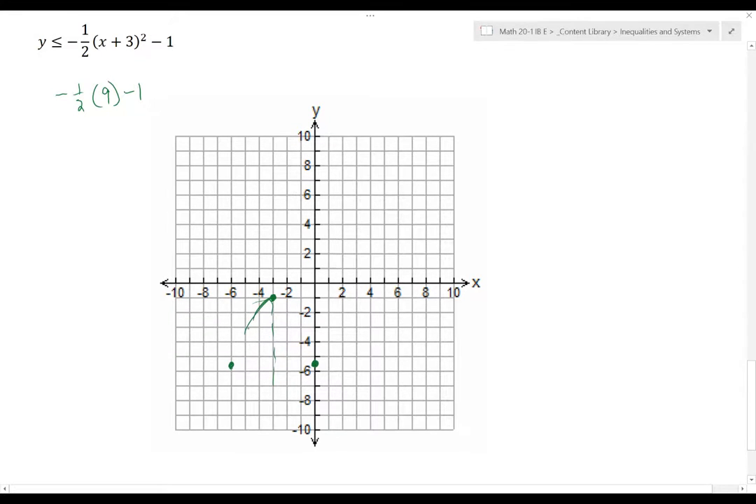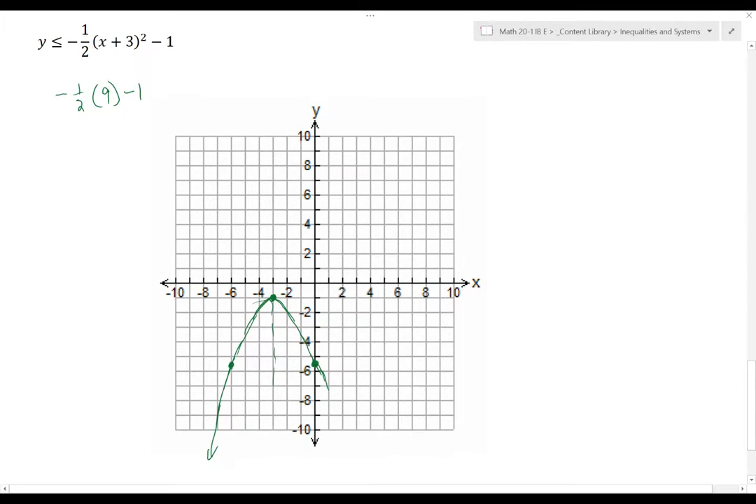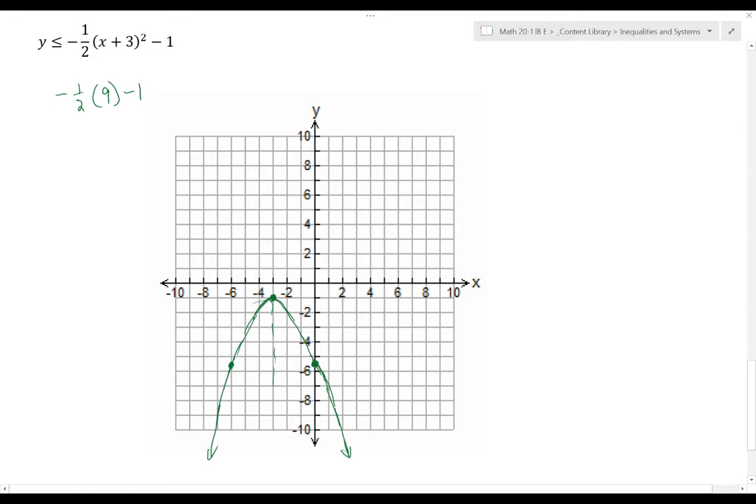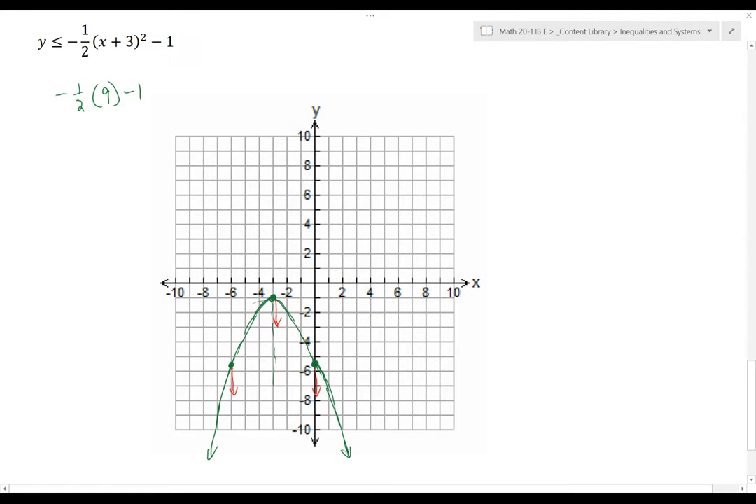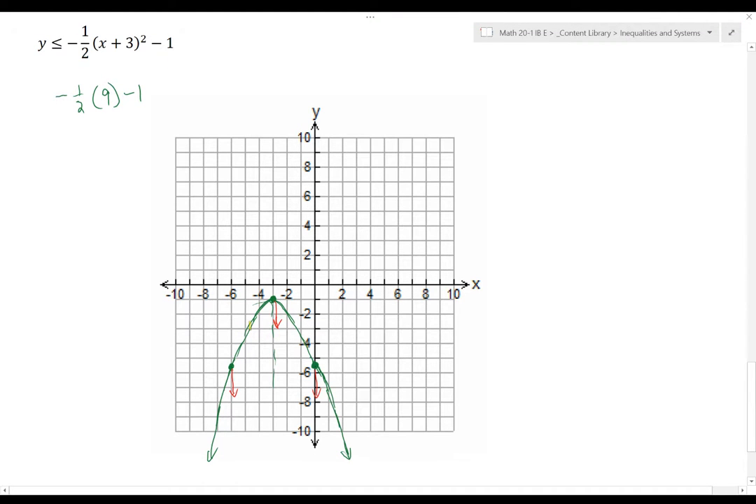And this one I'm going to draw using a solid line. So here we go. And because I have less than or equal to, essentially I look at these points and I think, okay, where is the y value smaller than the y value on the line? And that will be everything below this parabola, or another way to think of it here is everything inside the parabola.